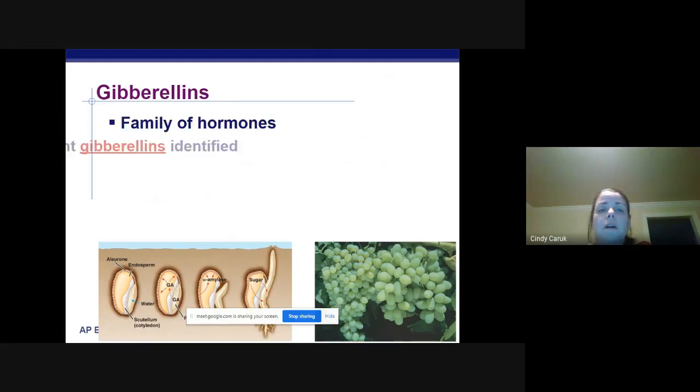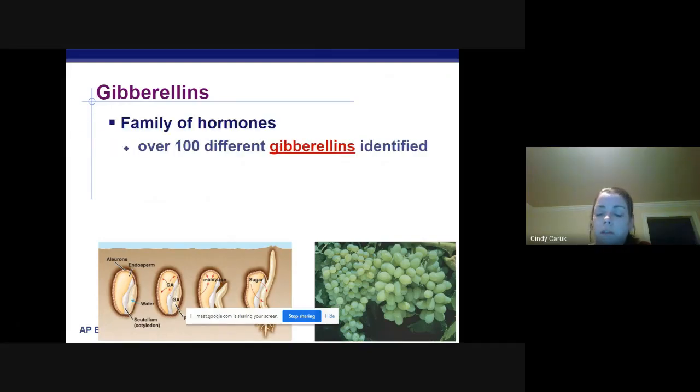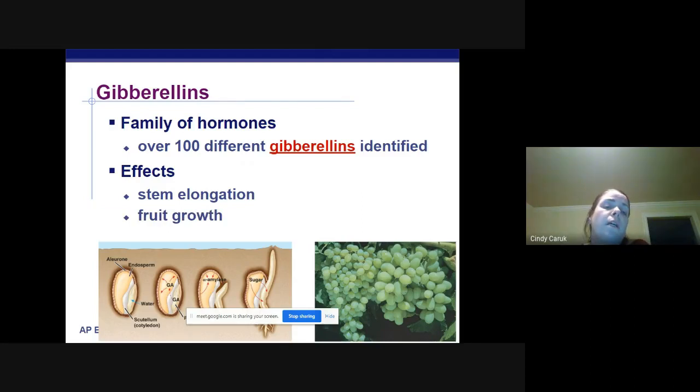Gibberellins, these are a whole group. There's over 100 different types. And they have several effects. One is stem elongation. They actually do something called bolting. It's called foolish rice disease. It was discovered in the 1920s in Japan. And they called it foolish rice because the rice plants would go really, really tall suddenly. And they were so tall that they couldn't support their own weight. And they'd fall into the rice paddies and rot. And when they studied it, they found out it was caused by gibberellins.